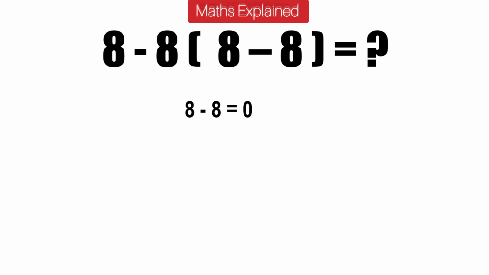Step 2. Multiply. Now we multiply the number outside the bracket. 8 times 0 equals 0. So now the expression becomes 8 minus 0. Step 3. Subtract. 8 minus 0 equals 8.